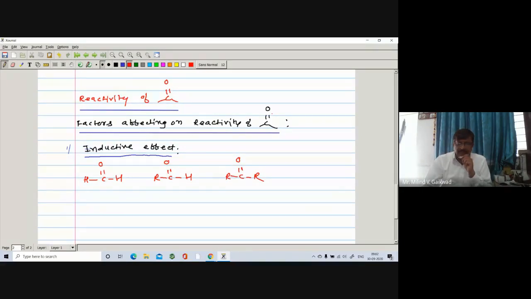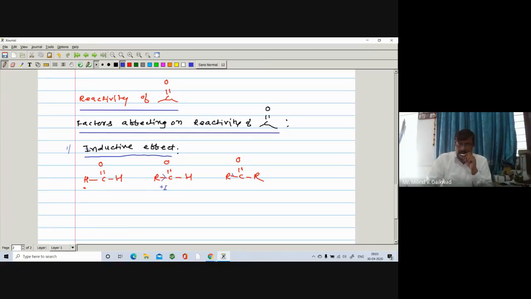And the less the positive charge on the carbonyl carbon, the less is the reactivity. So here in formaldehyde, it does not exhibit any effect, right? But in R, you are having a plus I effect. It exhibits a plus I effect. So the positive charge on the carbonyl carbon gets decreased.